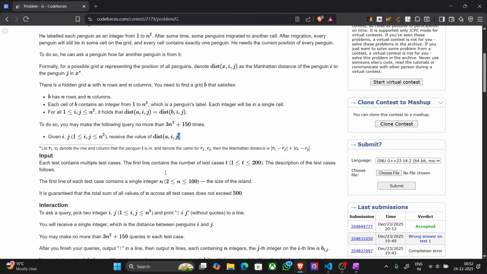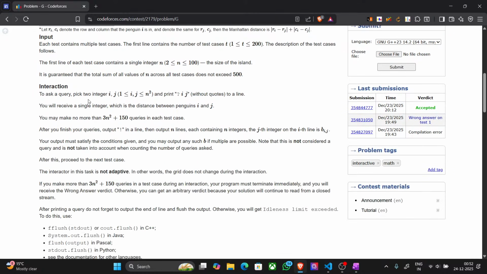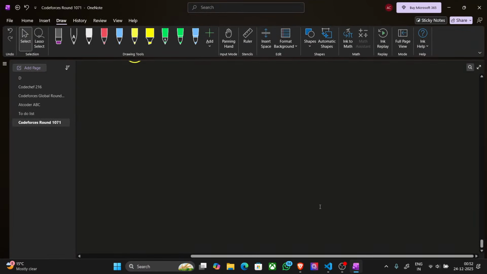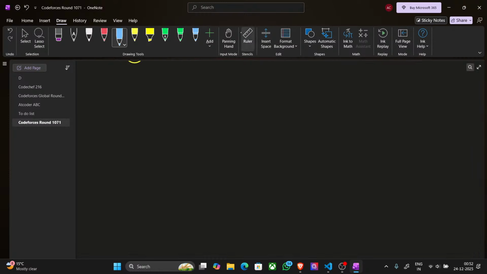You can pick two integers and put them in the query, and you will receive an integer, which is the distance between i and j. The interactor is not adaptive, right? So what the problem statement says, let's write that first.